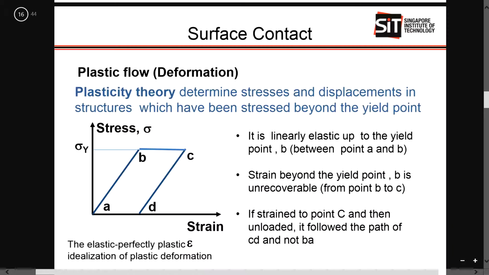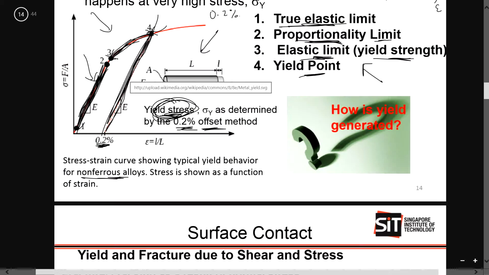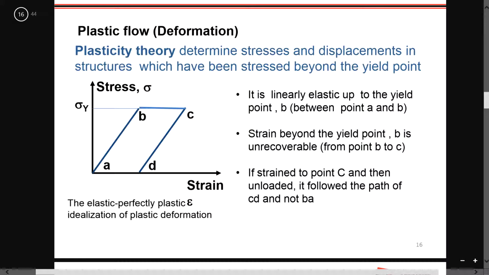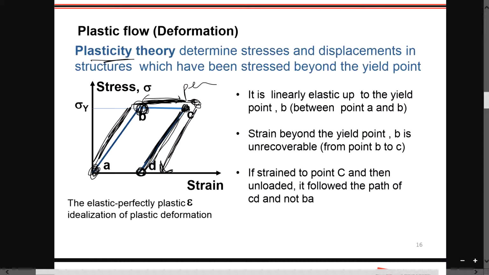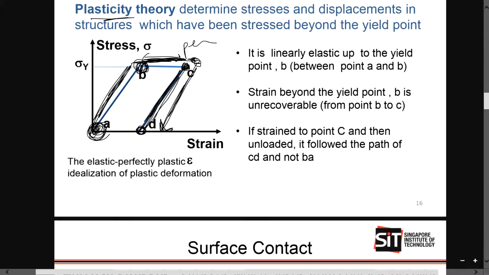This one is talking about the same thing as this graph, the 0.2% offset method. For plasticity, if you move from A to B and continue to pull it, this region is the permanent deformation. When you release from here, you will go back along this line, and this part will be the new elastic region. This is what it's trying to say for this whole page. In other words, when you pull and then pull more, you will come here, and when you release, you release along this region, so you will not come back to the original point.